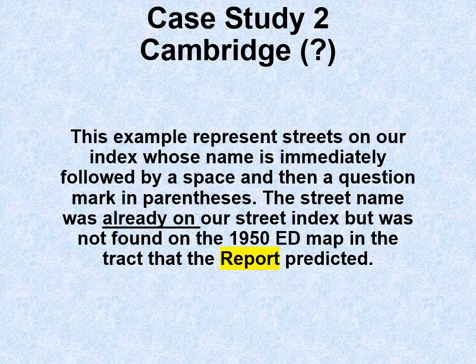This example represents streets in our index whose name is immediately followed by space and then a question mark in parentheses. The street name was already on our street index before I worked with the report, but was not found on the 1950 ED map in the tract that the report predicted. In fact, I don't think Cambridge was ever in that tract, but I still wanted to add it to our street index.